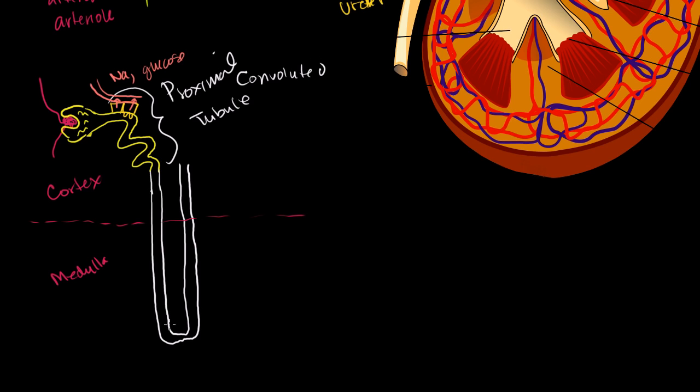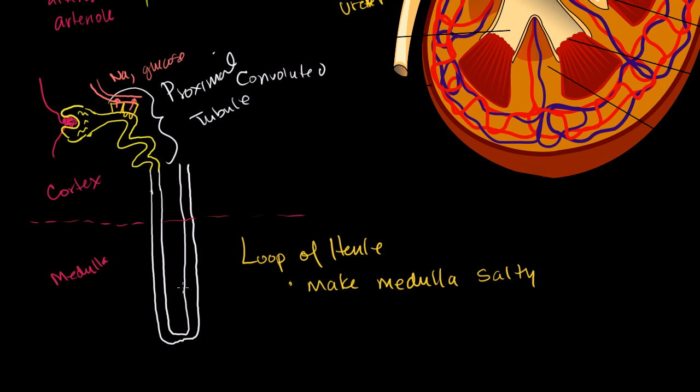So the whole point, well, there's 2 points of the loop of Henle. One point is to make the medulla salty. Make the renal medulla salty. And it does this by actively pumping out salts. So it actively pumps out salts, and it does that in the ascending part of the loop of Henle. So this is the ascending part. So it actively pumps out salts, sodium, potassium, chloride, or chlorine, I should say, chlorine ions.